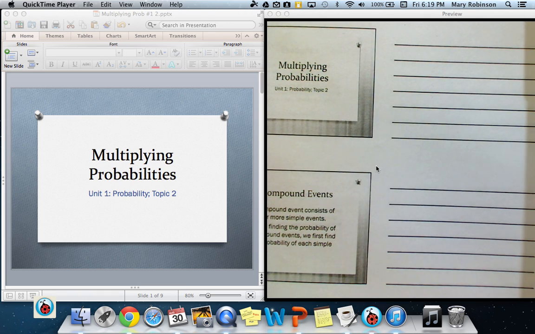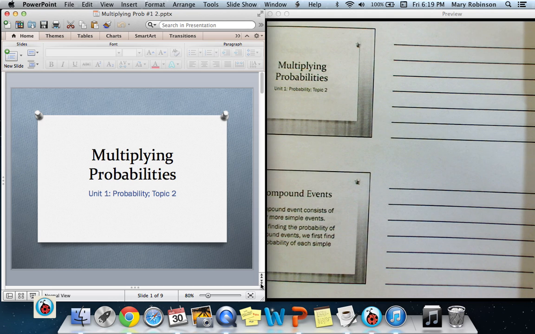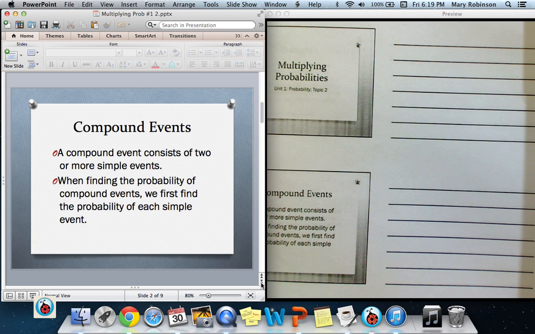Hello, today's lesson is on multiplying probabilities. A compound event consists of two or more simple events, where a simple event might be rolling a die or flipping a coin. If it is compound, it consists of two or more simple events, such as flipping a coin twice or flipping a coin and then rolling a die.